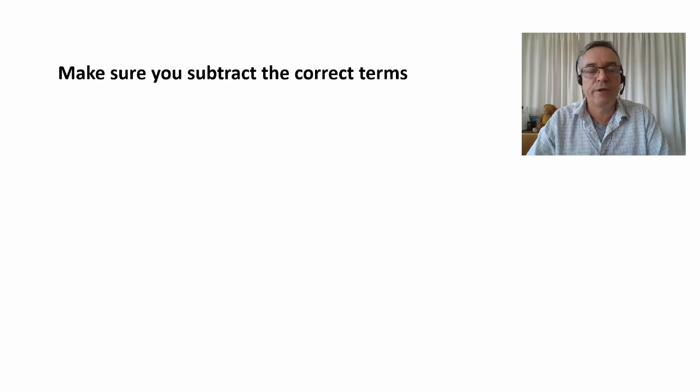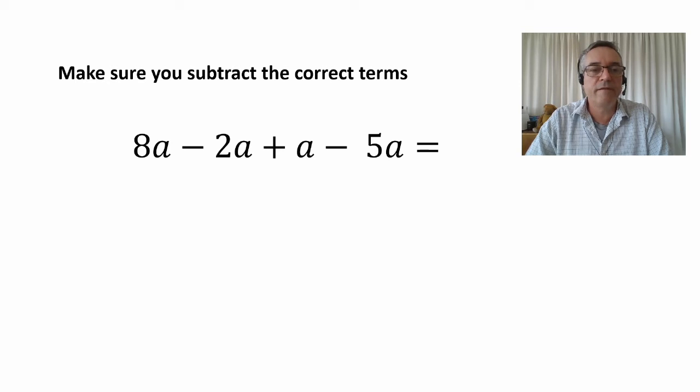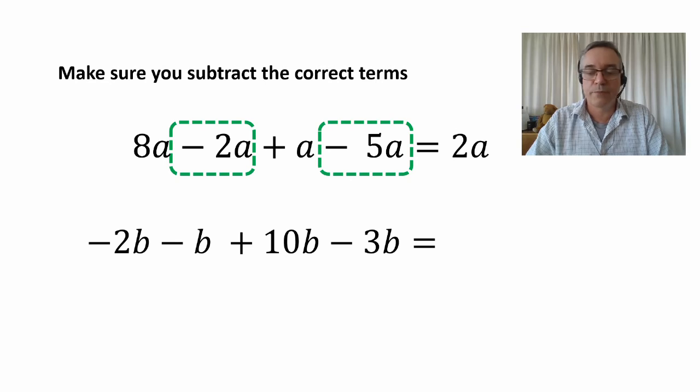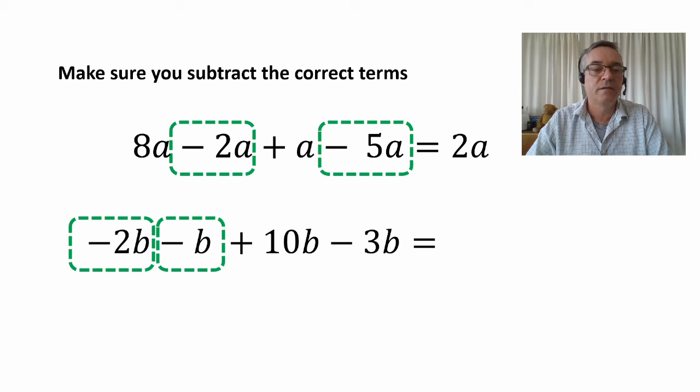A very important part of working with negative and subtraction is to subtract the correct terms. When we have many subtraction signs, it helps to see the subtraction sign as belonging to the term. So this one is 8a take away 2a, 6a, plus 1a, 7a, take away 2a, that's 5a. This approach is particularly going to help when we have a negative at the front. So negative 2b, take away b, that's negative 3b, plus 10b, so now I'm at 7b, take away 3b, so now I'm at 4b.